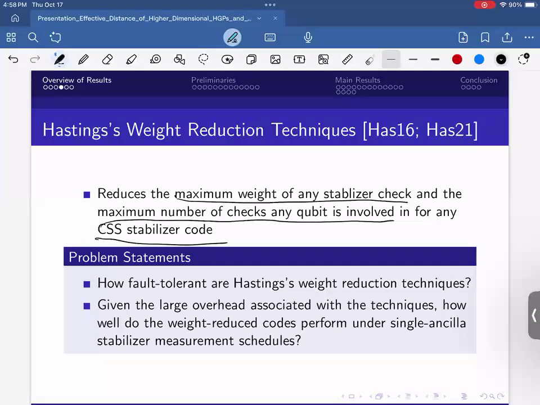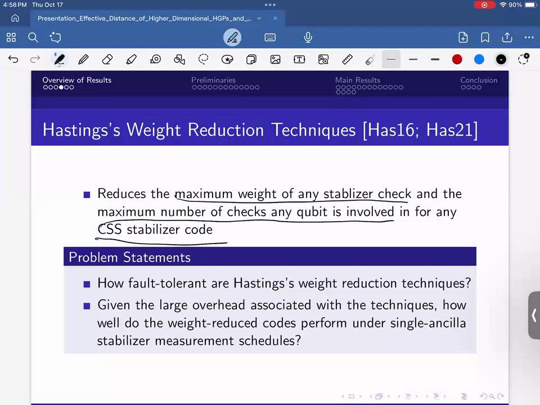In addition, these weight reduction techniques are also interesting if you are interested in locally testable codes. One of his techniques that we'll be discussing today has been used to construct and modify quantum locally testable codes, and those have implications in Hamiltonian complexity, if you're interested in those things.